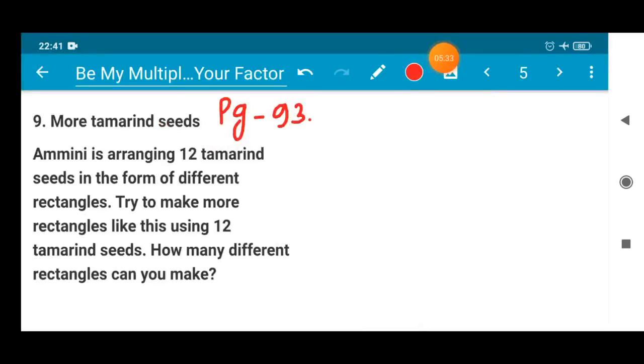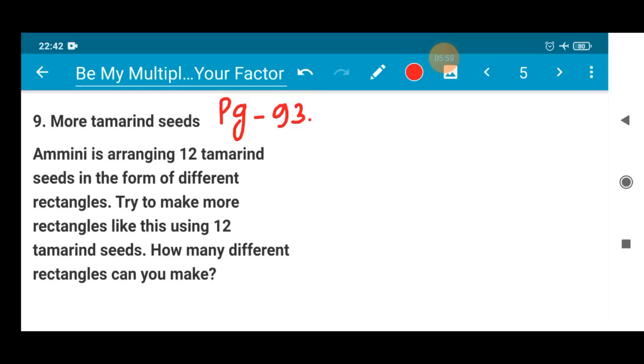Okay, proceeding to the next page, that is page number 93, you'll be getting more tamarind seeds, right? So in this topic you'll be enjoying. Okay, so let us see what is there. Amini is arranging 12 tamarind seeds. Tamarind means imli, right? So you people have had that. Amini is arranging 12 tamarind seeds in the form of different rectangles.